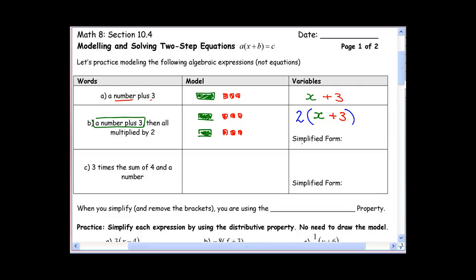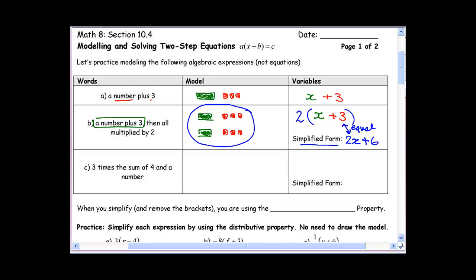Now, you see underneath how I said simplified form? How can we simplify this? Well, looking at the model, what do you actually see? How many x's do you see? Right, 2 of them, so 2x. How many 1's do you see? 1, 2, 3, 4, 5, 6. So the simplified form is actually 2x plus 6. Now, a simplified form is a form that's shown without the brackets. Okay, so these two things are equal or equivalent. 2 bracket x plus 3 is equivalent to 2x plus 6.